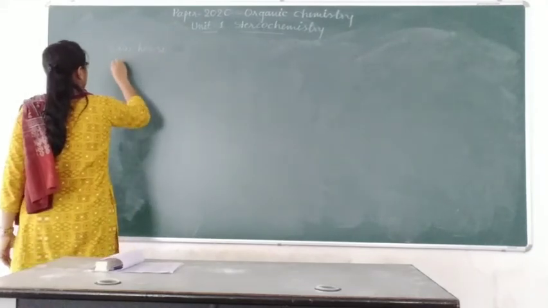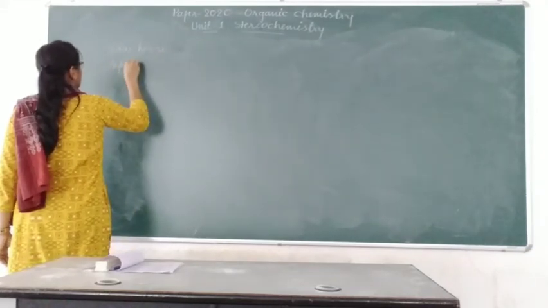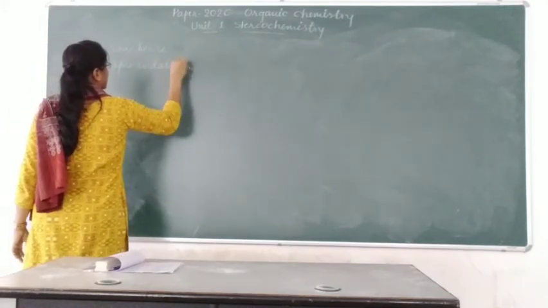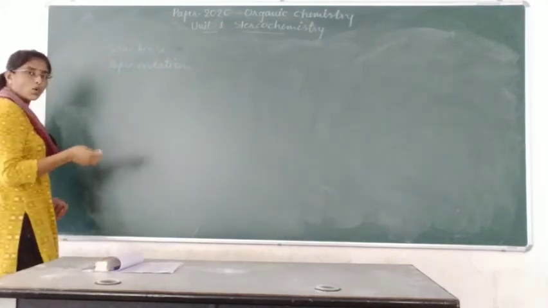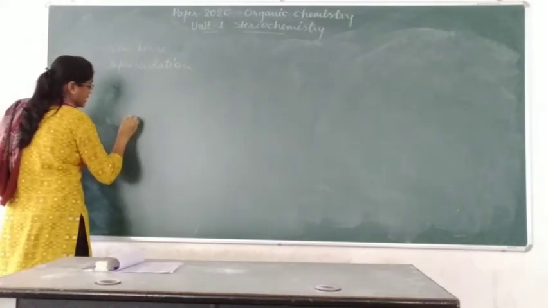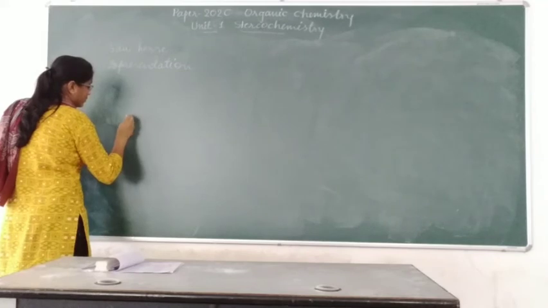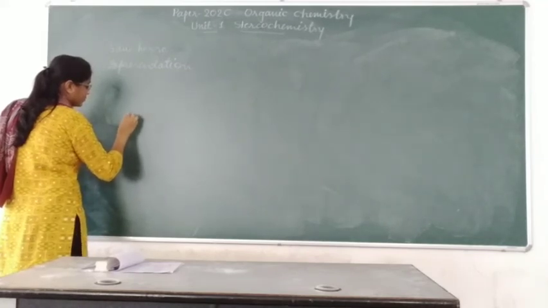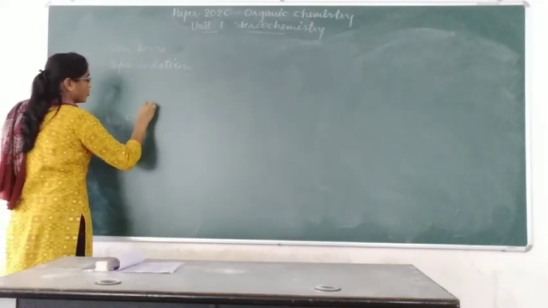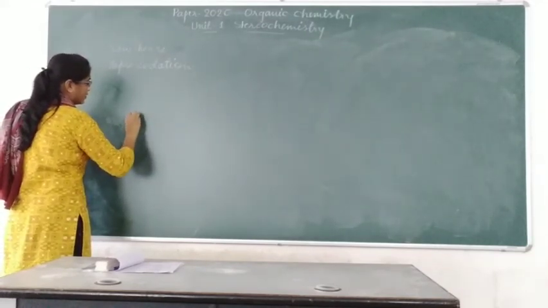Sawhorse representation. So in this Sawhorse representation, in this Sawhorse representation formula, C-C single bond is shown by this thin line.